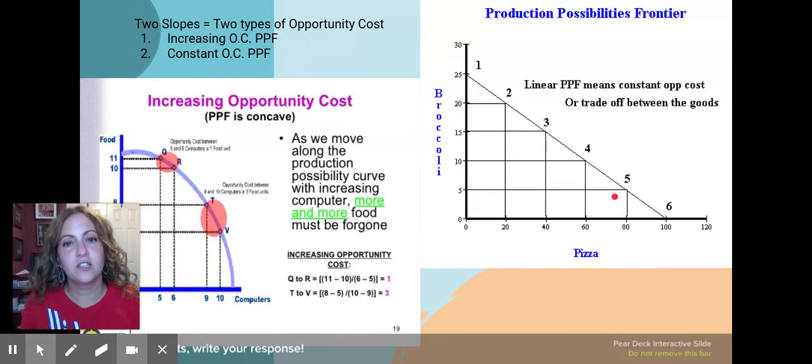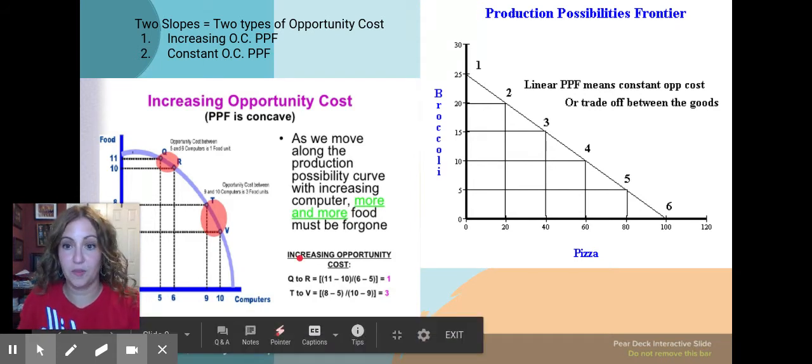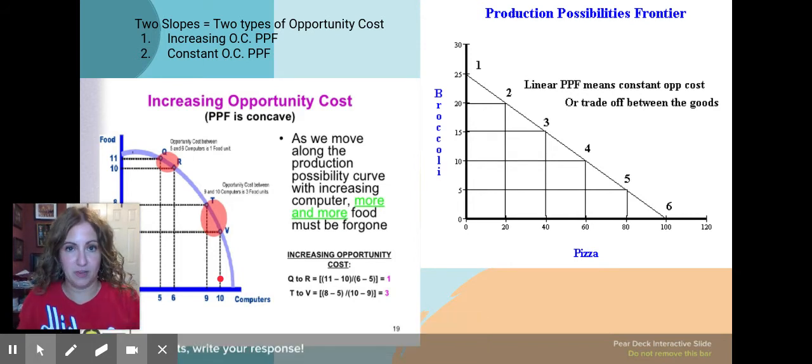So what do the slopes mean? Why are they different? Well, slopes show opportunity cost. Like, what is the opportunity cost? Well, look at the slope. It'll tell you. This one right here, the one that's actually curvy, is called an increasing opportunity cost PPF curve because the opportunity cost increases, meaning the more you make of one, the more and more and more you're going to have to lose of the other.